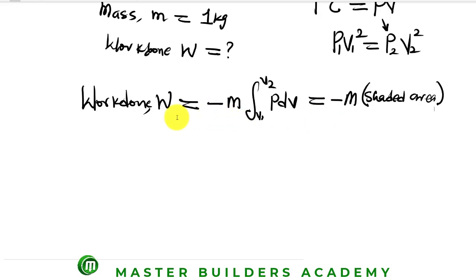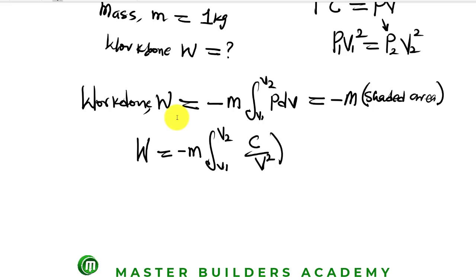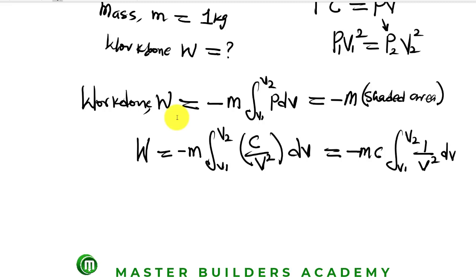But first and foremost, if we substitute into this equation, we'll have that work done is equal to negative M integral of V2 V1 C over V squared all dV. Remember, we just substituted for the value of P. So if we extend this, the expression can be given as MC. Remember that C is a constant, into integral of V2 V1 then 1 over V squared dV.